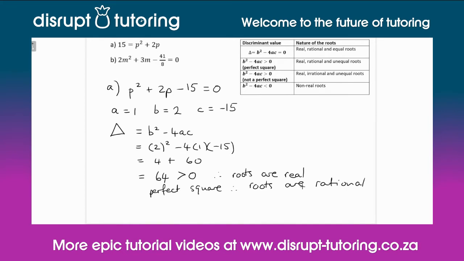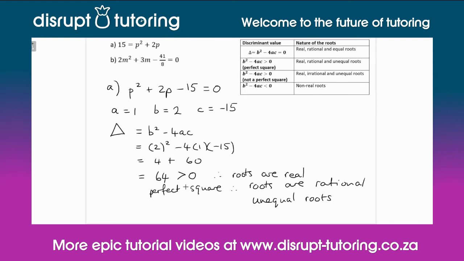And because it is not 0, then we have unequal roots. In other words, we've got 2 roots, and a quadratic equation has a maximum of 2 roots. But it is also possible to get 1 root. Those would be called equal roots. Or we have no real roots. That's when we get a discriminant less than 0.